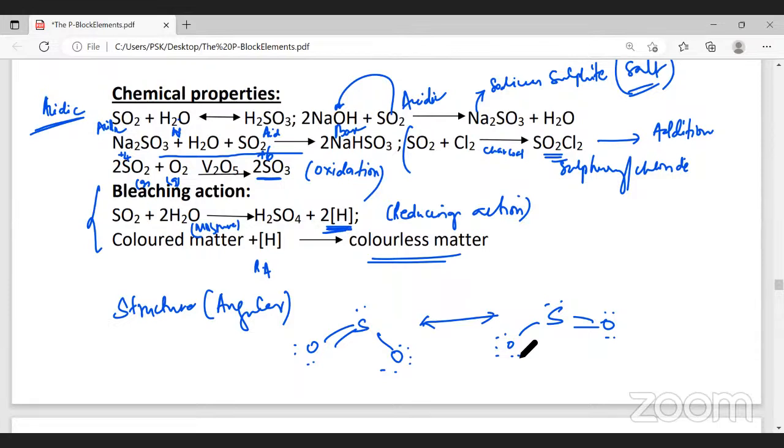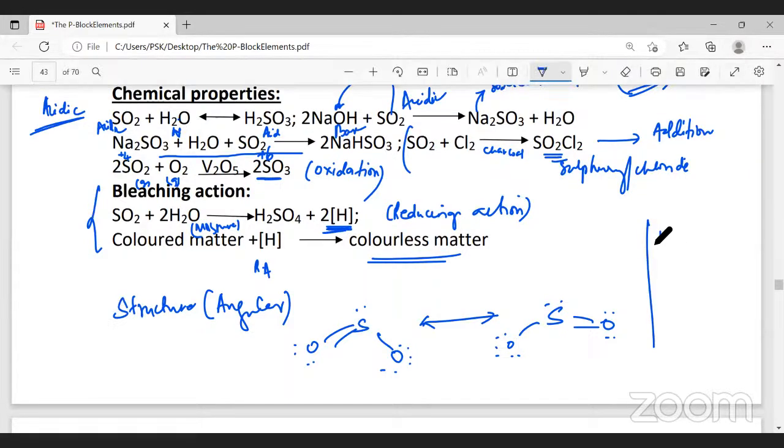Now, what are the uses of sulfur dioxide? Now, uses, if they ask you, one is used in the manufacturing of sulfuric acid, H2SO4. We can use it as a bleaching agent.